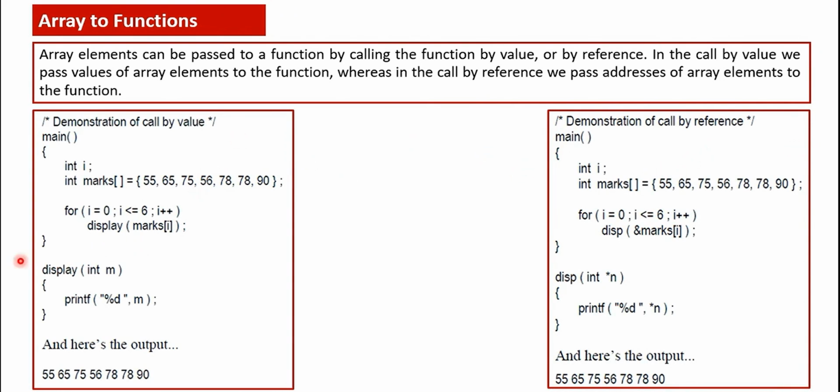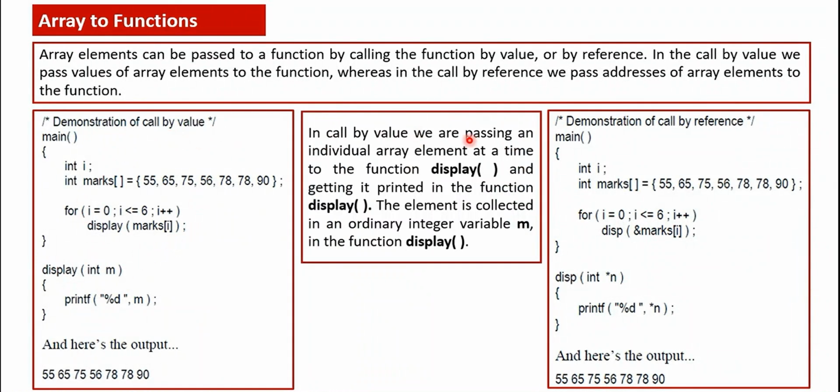So here is a function display in both the cases. And we have defined an array of marks with values like 55, 65, 75, 56, 78, 78, 90. In order to display these values, we can simply pass elements of the array one by one. So this is the example of call by value. In call by value, we are passing an individual array element at a time to the function display and getting it printed in the function display.